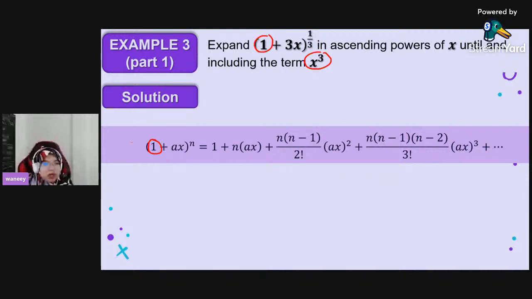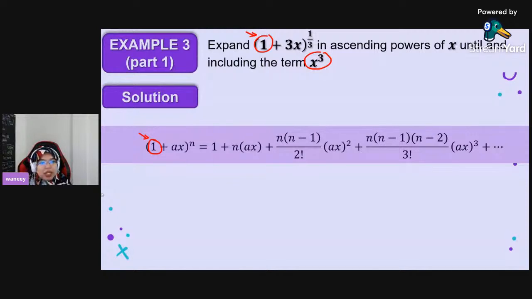If the first value in our question is not 1, then you need to factorize the number out first and simplify a little bit until we have 1. Then we can use the formula. Now the first digit is already 1, so I can simply expand straight away.